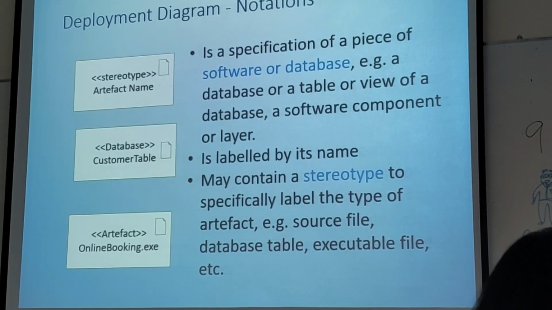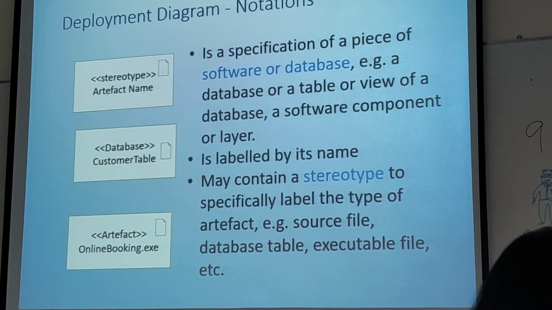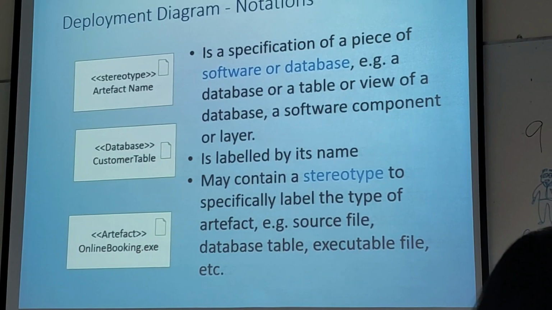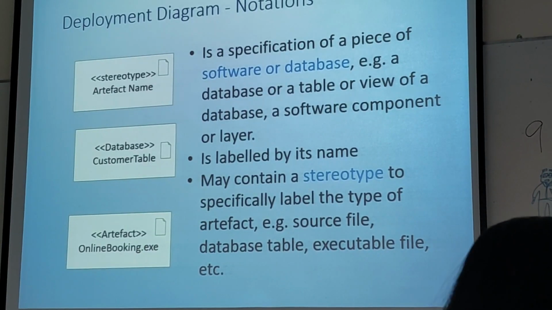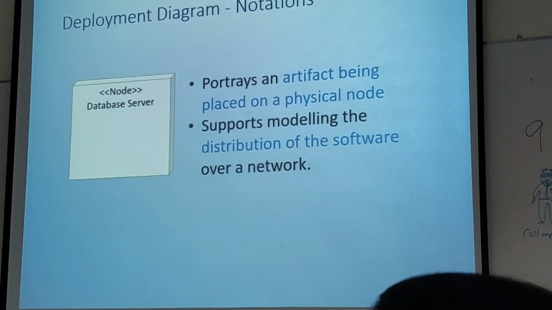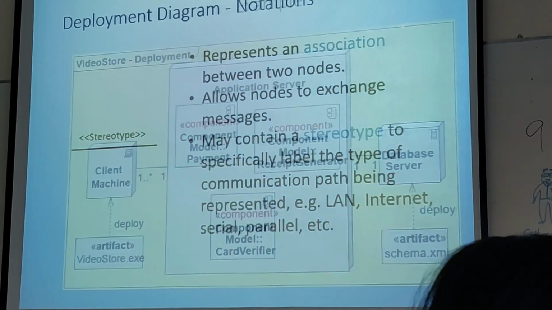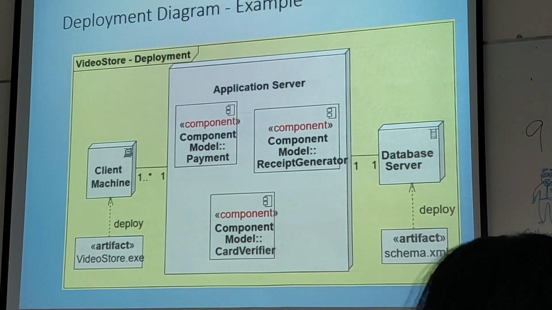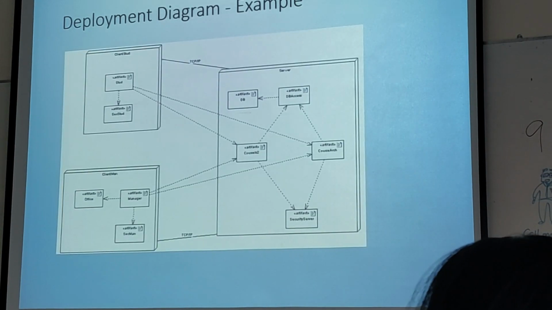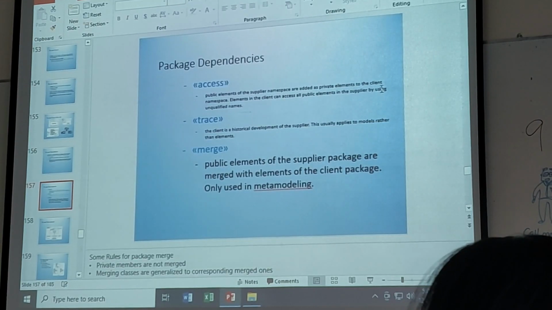This is with the artifact. You can see there is a paper symbol there at the top right corner. Okay. Database, artifact, and so on. Another example of deployment diagram. Okay, complete.